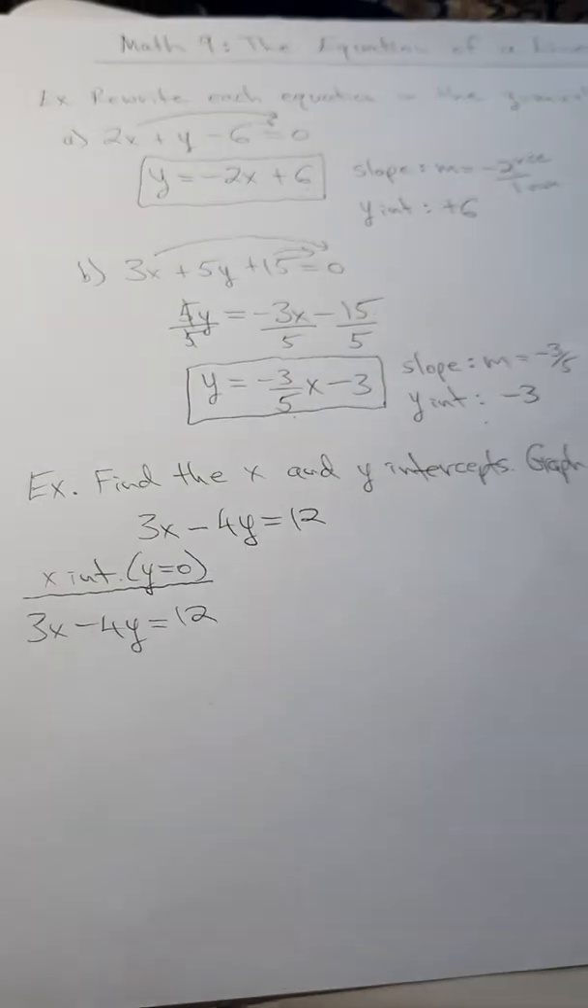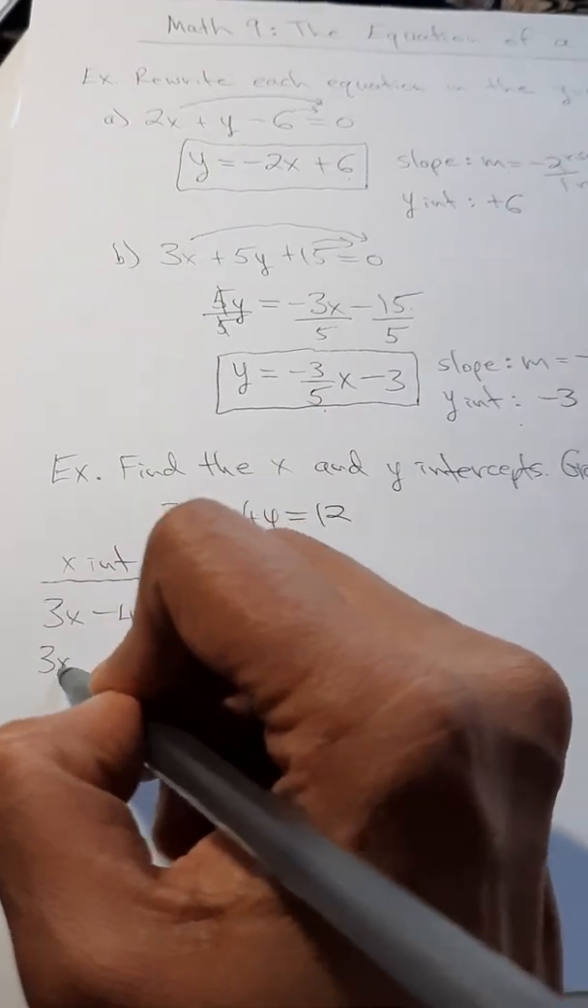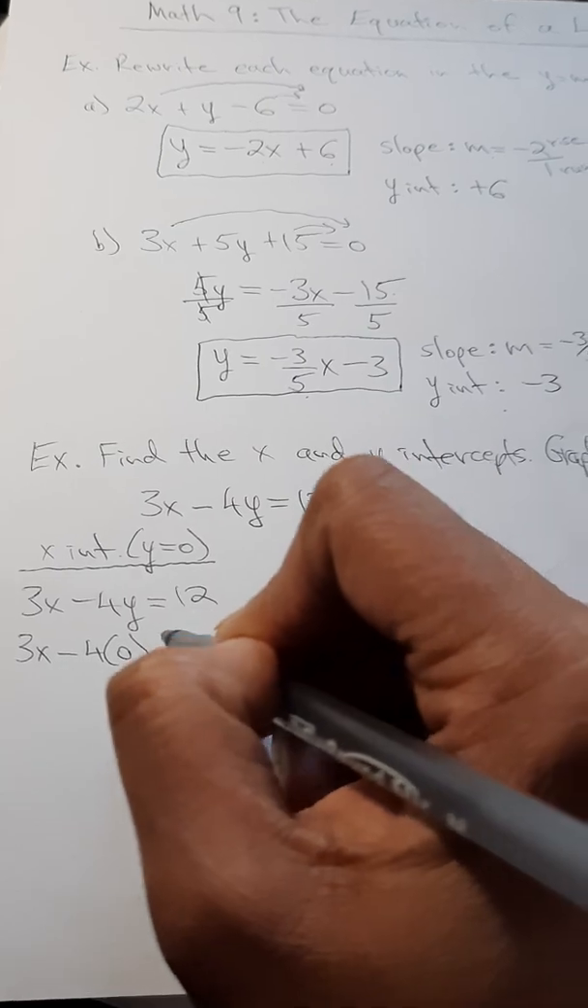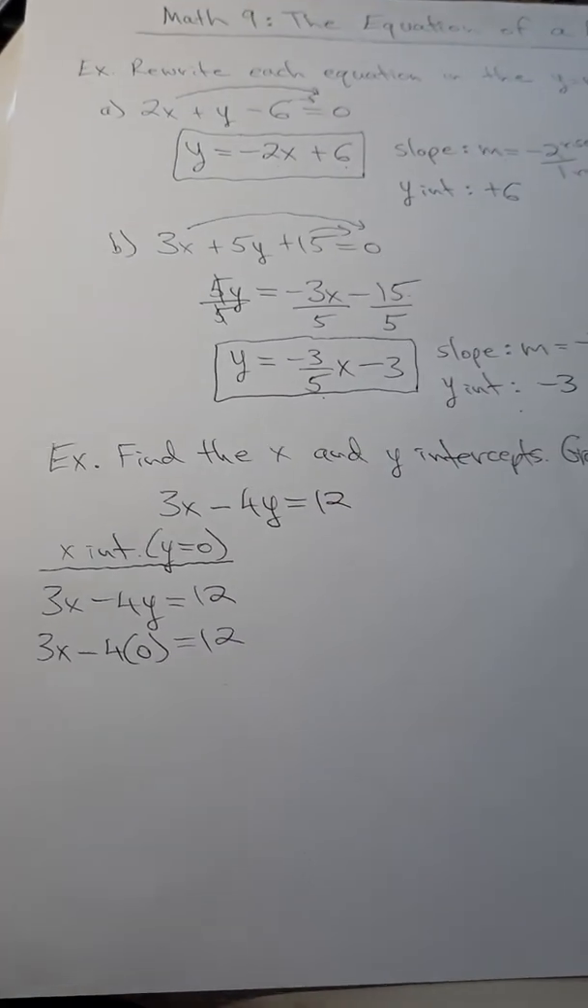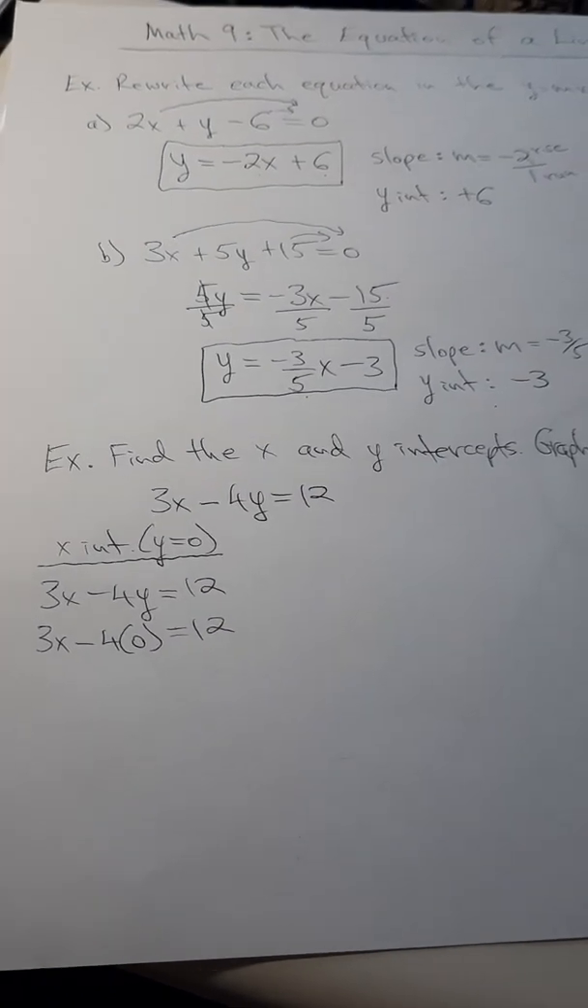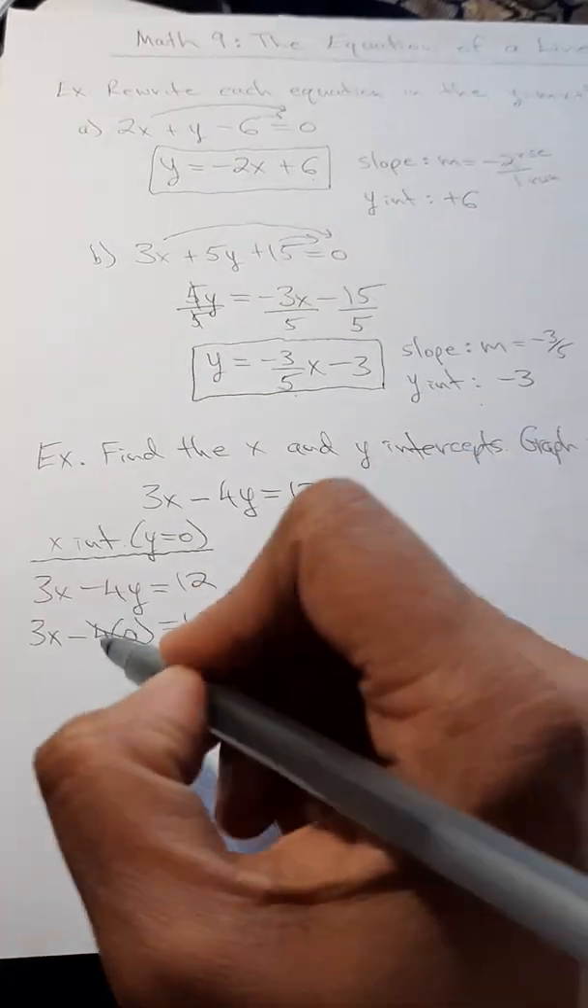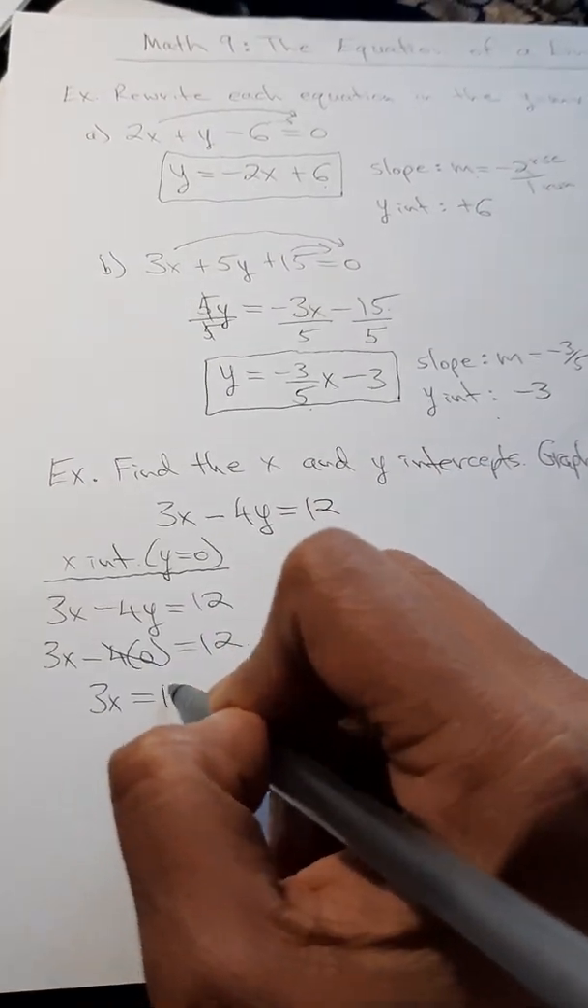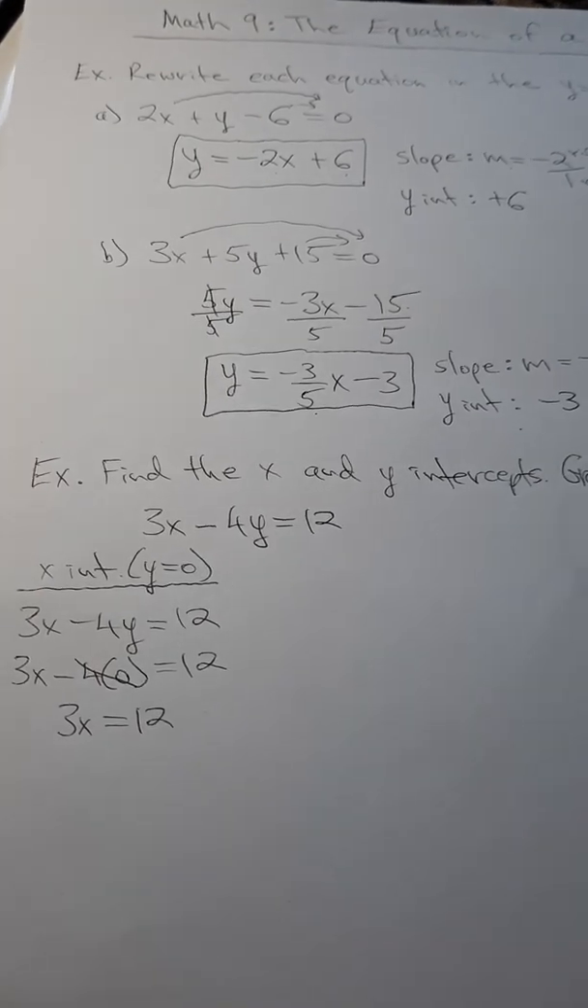I'm going to sub in y equals 0. Okay, so we have 3x minus 4 times 0 equals 12. In this case, the 4 times 0 is just 0, so I'm going to cross it out. We're left with 3x equals 12.